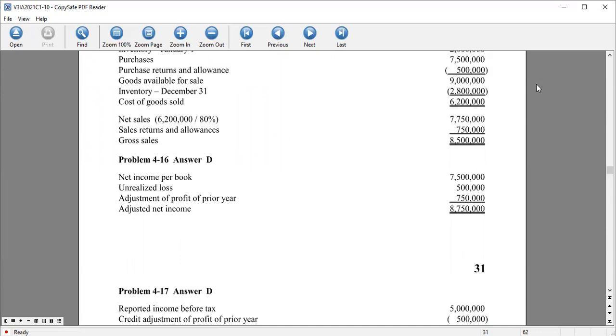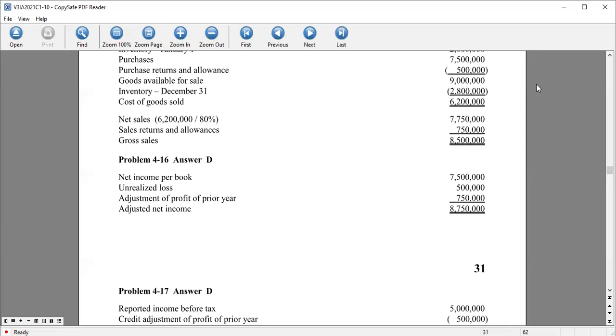Now number 16, what amount should be reported as suggested net income for the current year? So we have now in number 16, the answer is the 8,750,000 net income per book. Then we add the unrealized loss and adjustment of profit of prior year. So we have now the adjusted net income.